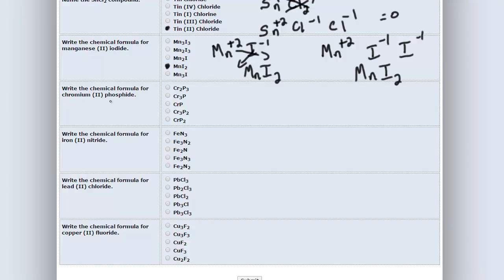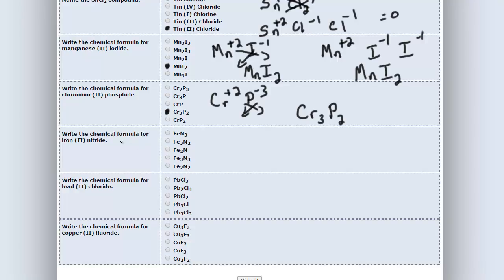Write the chemical formula for chromium 2 phosphide. Chromium 2 is chromium with a +2. Phosphide is a -3. Crisscross it all out. Cr3P2.